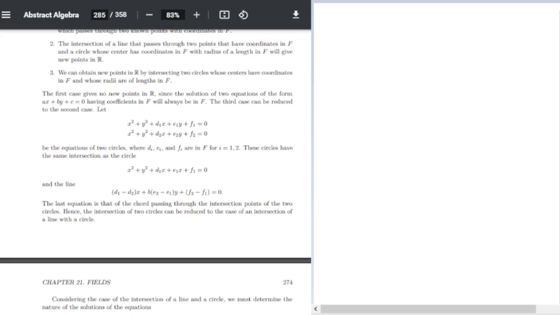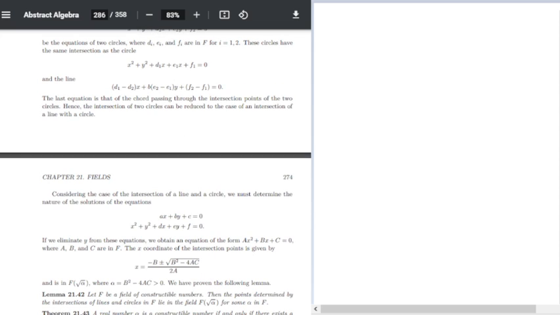be the equations of the two circles, where di, ei, and fi are in F for i equals 1, 2. These circles have the same intersection as the circle x squared plus y squared plus d1x plus e1y plus f1 equals 0, and the line (d1 minus d2)x plus (e1 minus e2)y plus (f1 minus f2) equals 0. The last equation is that of the chord passing through the intersection points of the two circles. Hence, the intersection of two circles can be reduced to the case of the intersection of a line with a circle.